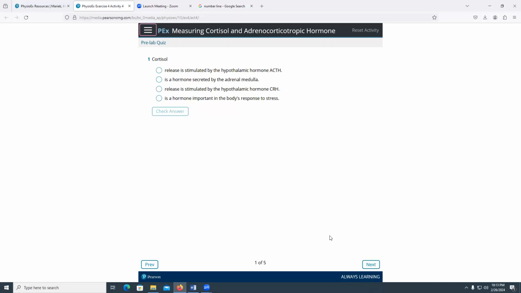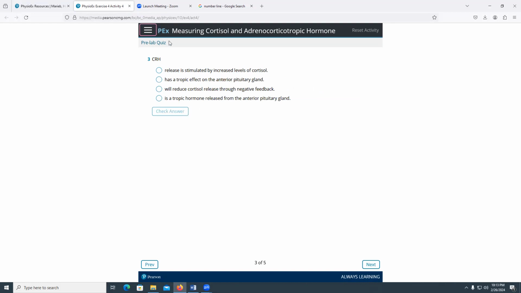Okay, cortisol. Release is stimulated by the hypothalamic hormone ACTH. That is a pituitary hormone, not a hypothalamic. It's a hormone secreted by the adrenal cortex, not the medulla. Release is stimulated by the hypothalamic hormone CRH. Is a hormone important in the body's response to stress. That's very true. ACTH is a hormone secreted by the postpituitary. No, the anterior pituitary. Release is stimulated by increased levels of cortisol. No, is a hormone that stimulates the secretion of the hypothalamic hormone. That's not true. Is a tropic hormone that stimulates cortisol release. Perfect.